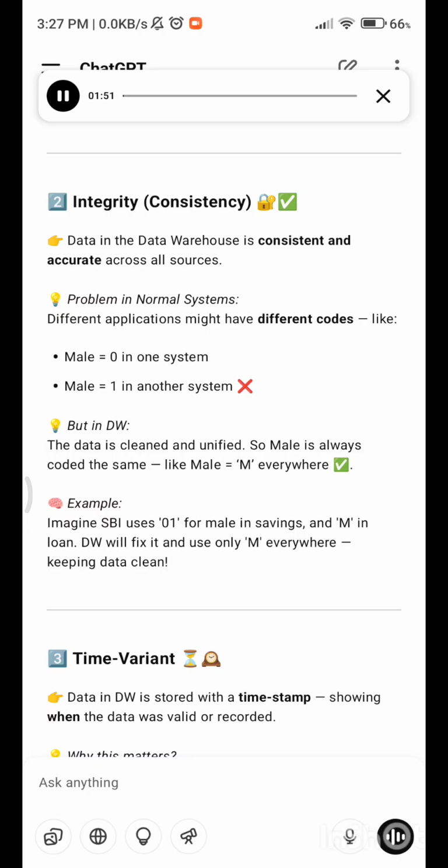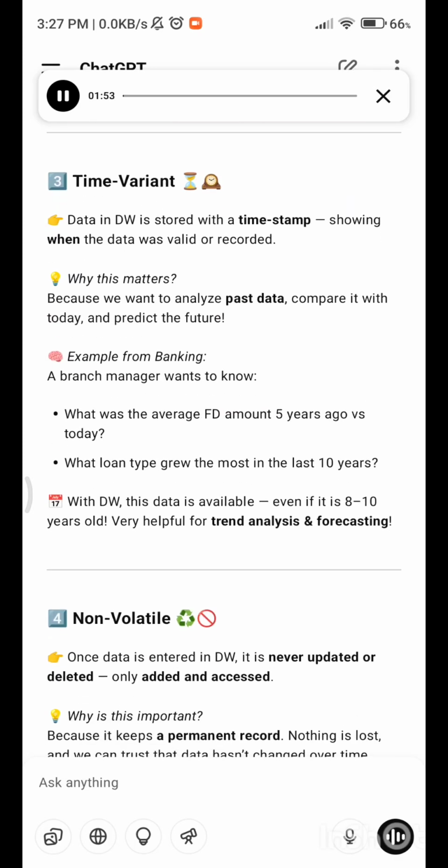3. Time variant. Data in DW is stored with a timestamp, showing when the data was valid or recorded. Why this matters? Because we want to analyze past data, compare it with today, and predict the future. Example from banking. A branch manager wants to know, what was the average FD amount 5 years ago versus today? What loan type grew the most in the last 10 years? With DW, this data is available, even if it is 8 to 10 years old. Very helpful for trend analysis and forecasting.